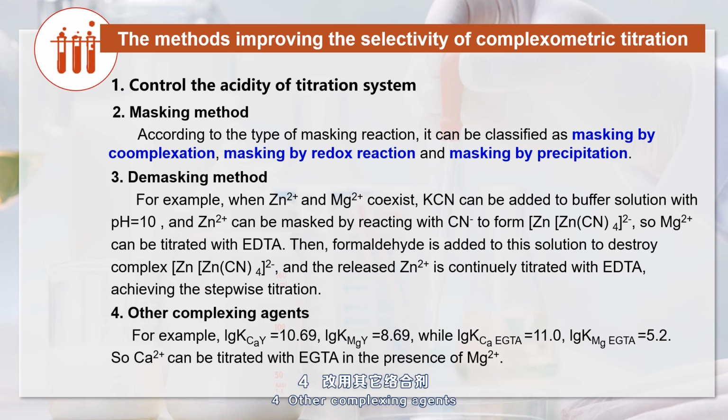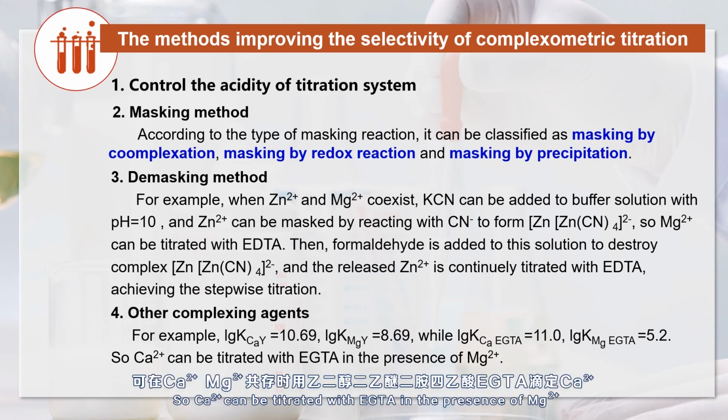Other complexing agents. When all the above methods are unable to meet the titration requirements, or when the above operation is tedious, we may consider choosing another titrant. For example, log K(CaY) equals 10.69, log K(MgY) equals 8.69, while log K(Ca-EGTA) equals 11, log K(Mg-EGTA) equals 5.2. So calcium ion can be titrated with EGTA in the presence of magnesium ion.